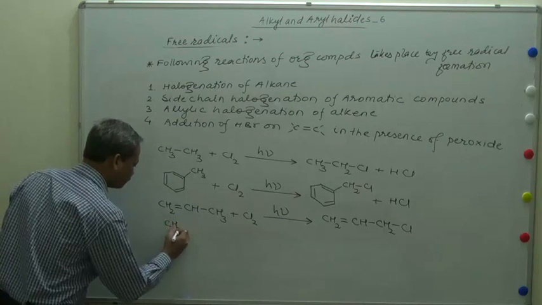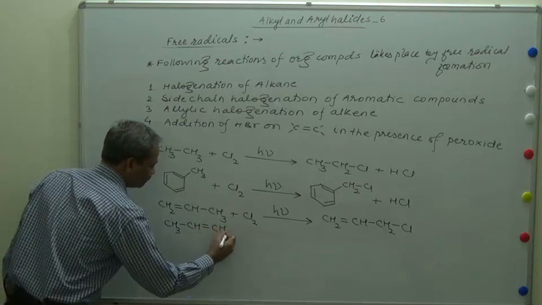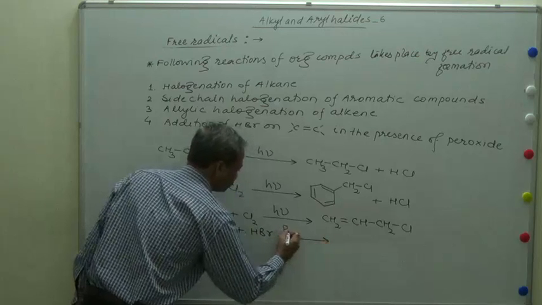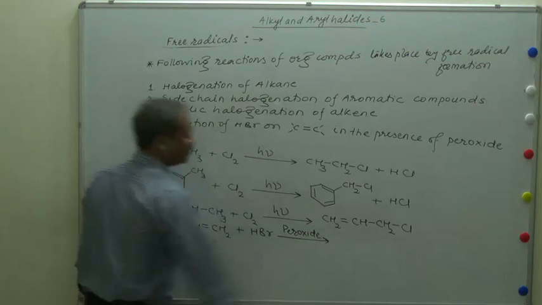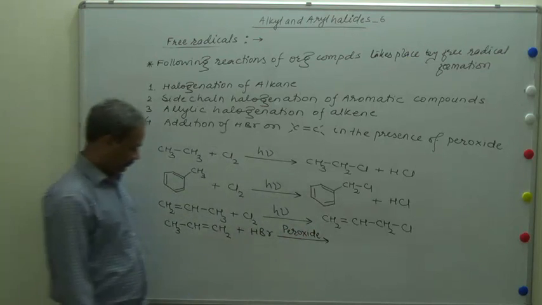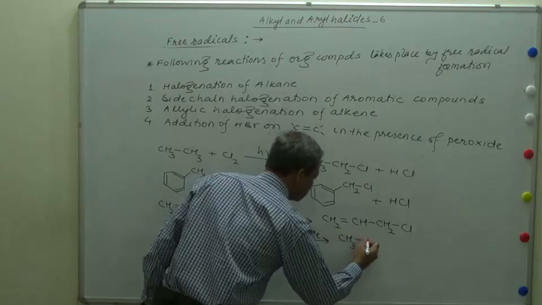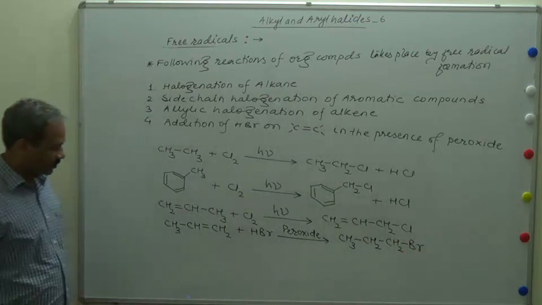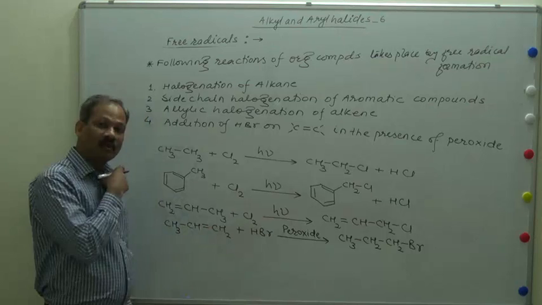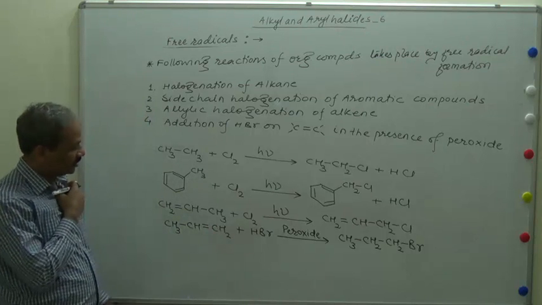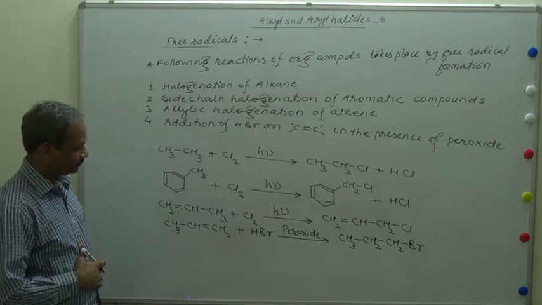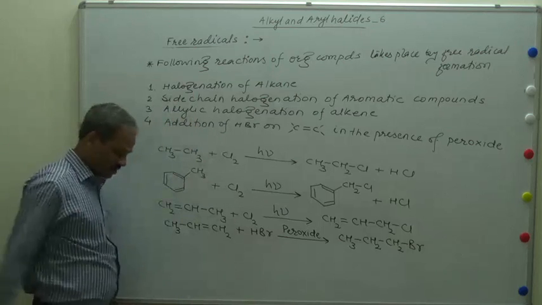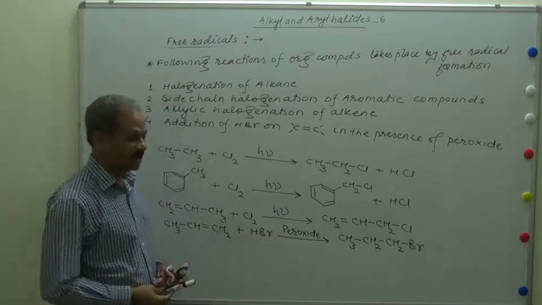And this is the alkene that reacts with HBr in the presence of peroxide to form CH3CH2CH2Br. Addition of HBr will take place according to anti-Markovnikov rule, because the reaction proceeds by free radical formation. So these are the examples for these reactions. So remember, in all these reactions, there is a formation of free radical intermediate.